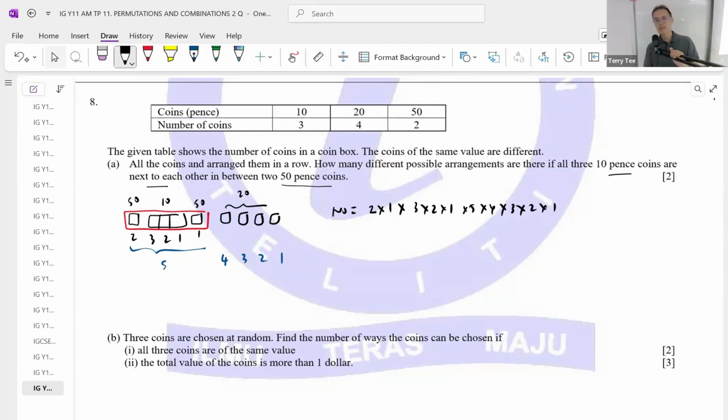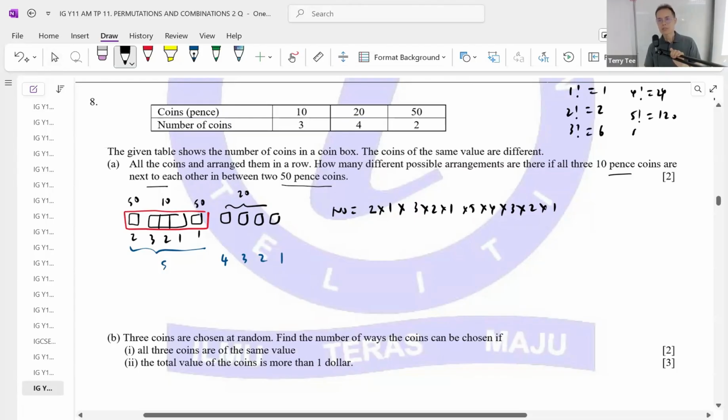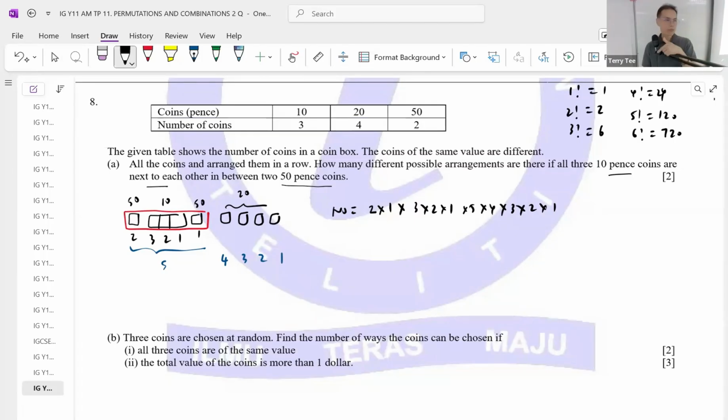Like some of you have done this so many times, right? What is 1 factorial? 1. What is 2 factorial? 2. What is 3 factorial? 6. What is 4 factorial? 24, right? What is 5 factorial? 120. What is 6 factorial? 720. Basically, just multiply. Like 1 times 2 is 2. 2 times 3 is 6. 6 times 4 is 24. 24 times 5, 120.